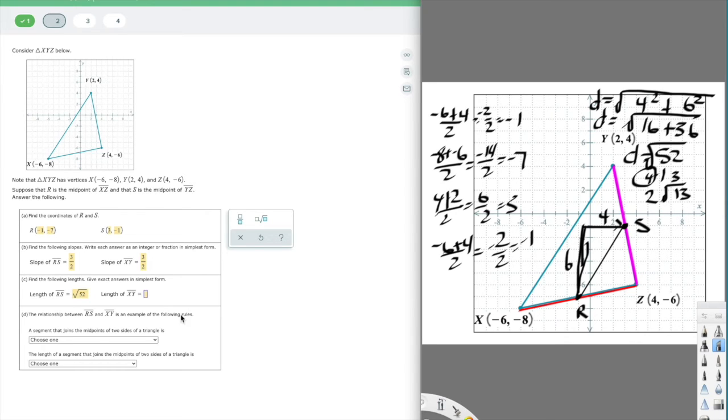So since it says simplest form, it's going to want us to do this. Take it out of the square root. But we don't want to take the square root of 13, because then we're going to have decimals, and that's not an exact answer because we'll have to round it off. So we don't want to do any rounding.